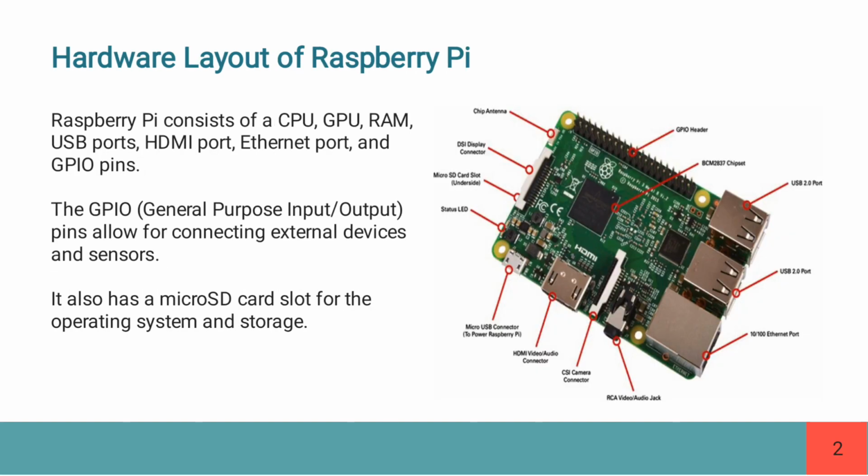And the hardware layout of the Raspberry Pi. Raspberry Pi consists of CPU, GPU, RAM, USB ports, HDMI ports, Ethernet ports, and GPIO pins. The GPIO is general purpose input or output pins, which allows for connecting external devices and sensors. It also has a micro SD card slot for the operating system and storage. And here you can see the diagram of the hardware layout of Raspberry Pi.